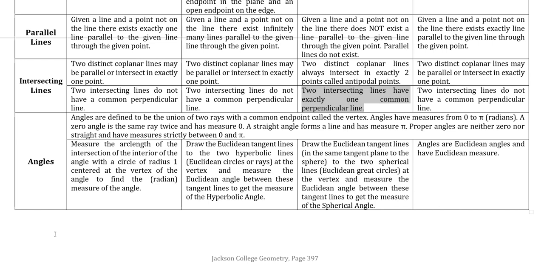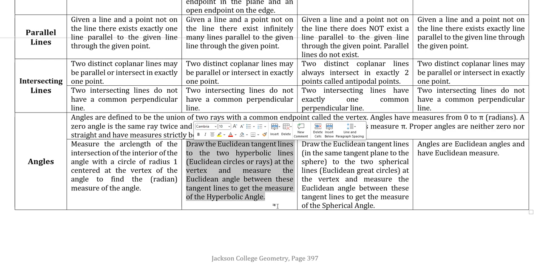Let's do taxicab next. Angles in taxicab geometry are measured exactly the same as Euclidean angles. In fact, they are Euclidean angles and they have the same measure. So when it comes to angles, taxicab geometry is exactly the same, at least the version of taxicab geometry that we're doing. In hyperbolic geometry, we can draw Euclidean tangent lines to the two hyperbolic lines, which would be Euclidean circles or rays, at the vertex and measure the Euclidean angle between these tangent lines to get the measure of the hyperbolic angle.